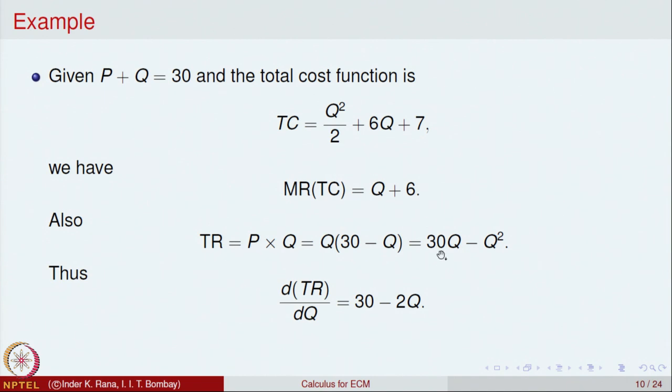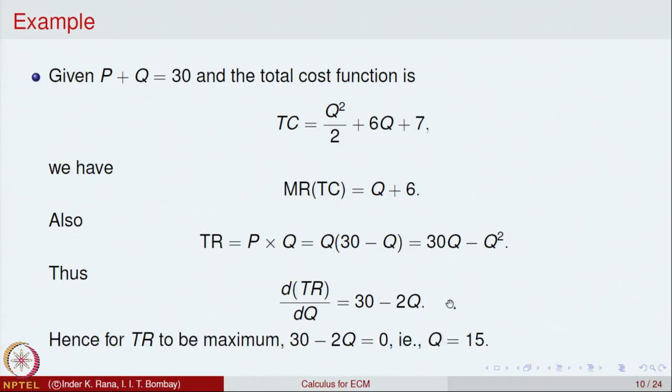Derivative of TR. So, 30 Q gives you 30, and minus Q square gives you minus 2 Q. So again, using the theorem that the derivative of the difference is the difference of the derivatives, we find the derivative of the revenue is 30 minus 2 q, and the point where it can possibly have a maximum value is q equal to 15, because 30 minus 2 q equal to 0 gives you q equal to 15.